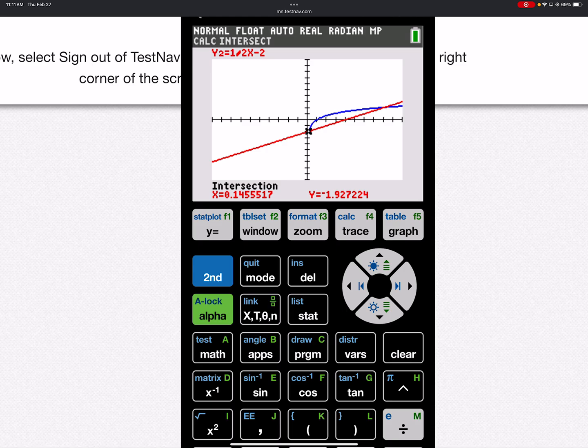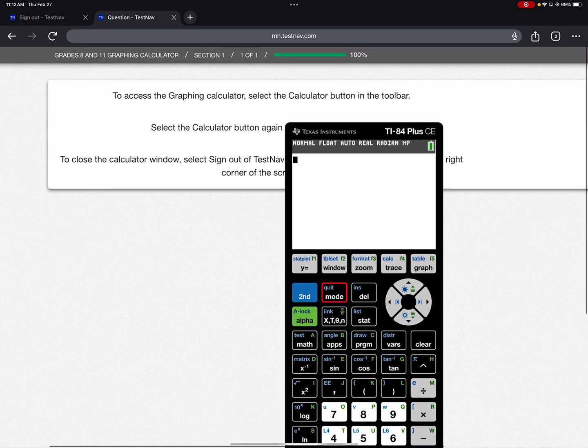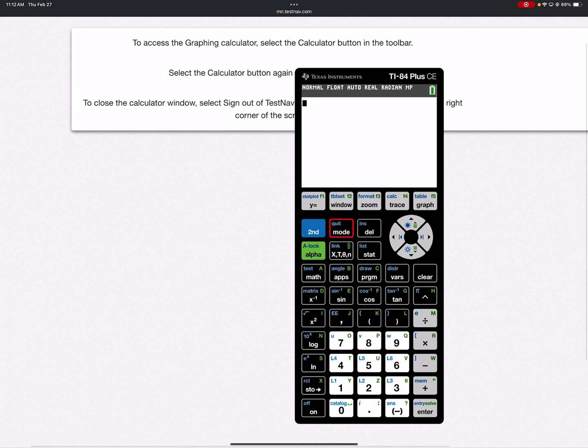So based off what you guys learned this week, what should I do with this number? Store it. What should I store it as to make my life easier? A. So immediately from here, go to second quit. Store, alpha, A, enter.